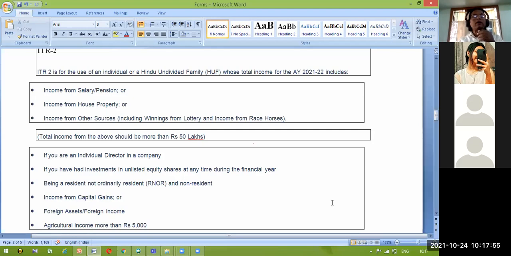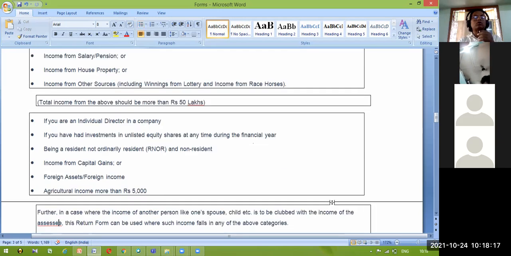Income from capital gains. If you are having income from capital gains, you cannot fill up ITR 1. You have to fill up ITR 2. And all of you understand what is capital gains. You sell the capital asset and gain something, maybe long-term capital gains, maybe short-term capital gains. If you're having capital gains, go for ITR 2. There may be a short note. Then foreign assets, foreign income, ITR 2.